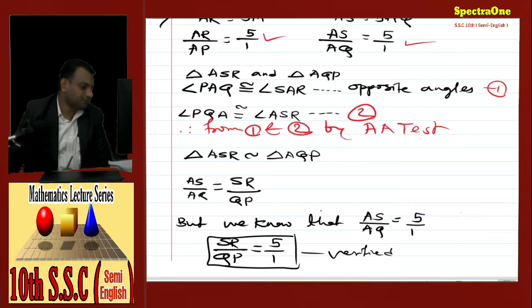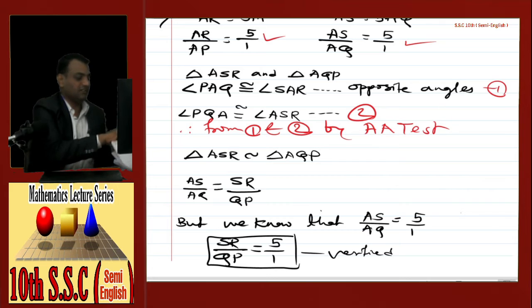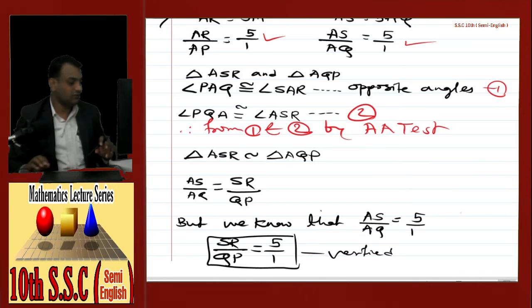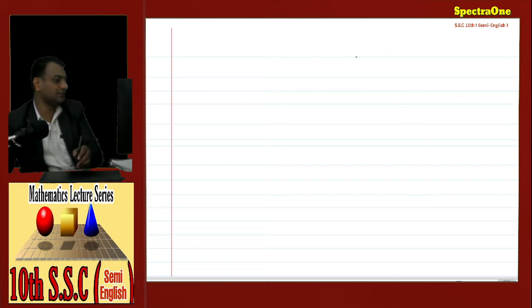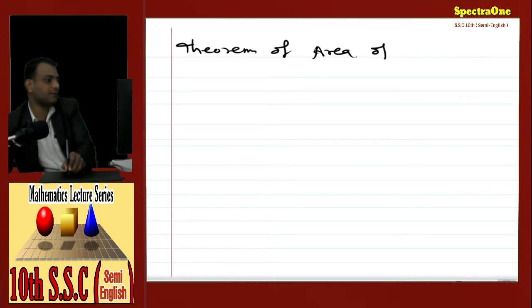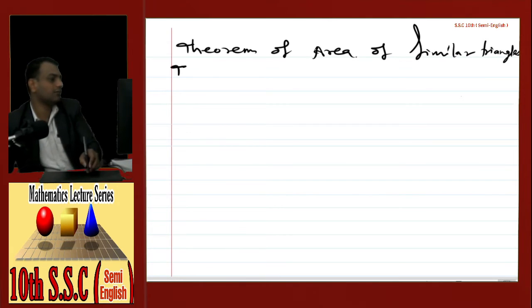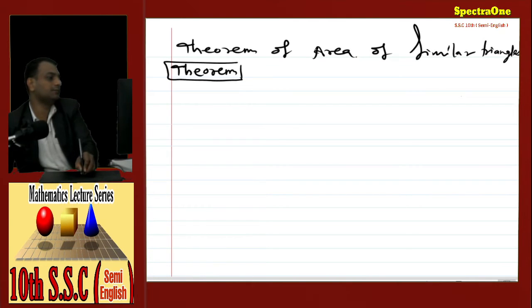Okay, now let's move to the next topic, that is the theorem of area of similar triangles. What is the statement of the theorem?